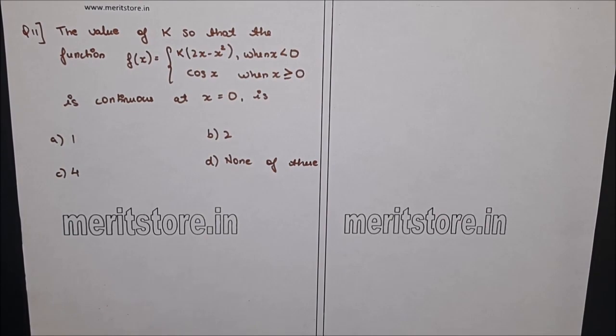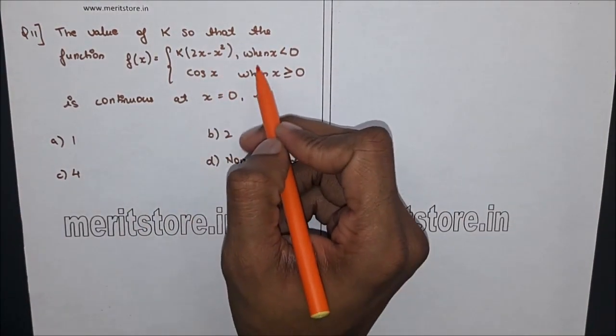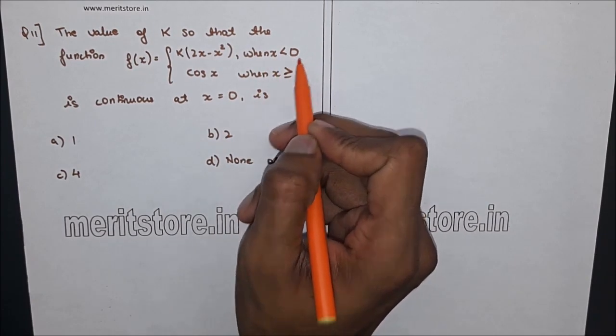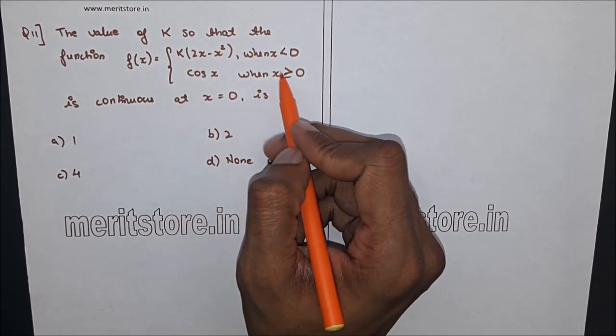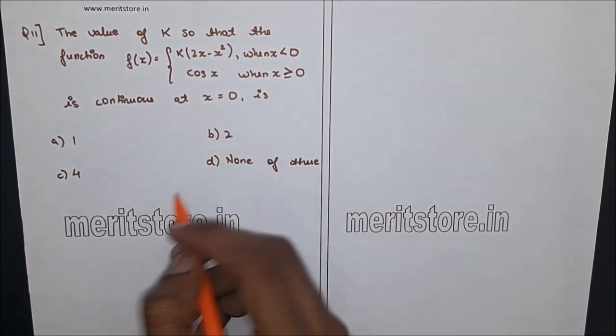Question 11. The value of k so that the function f(x) = k(2x - x²) where x is less than 0, and cos x when x is greater than or equal to 0, is continuous at x = 0. We are given 4 options in this.